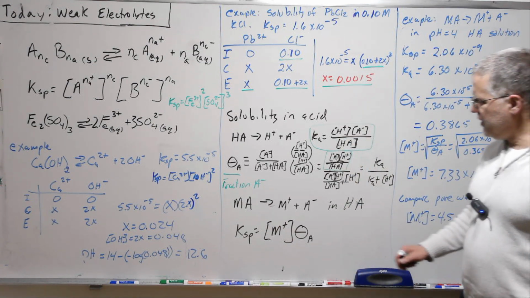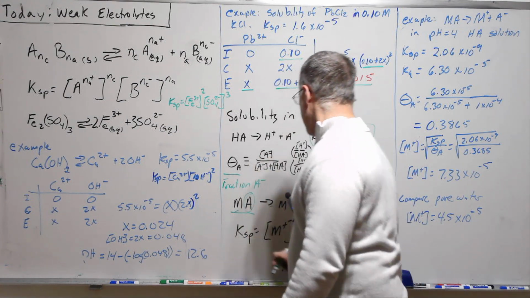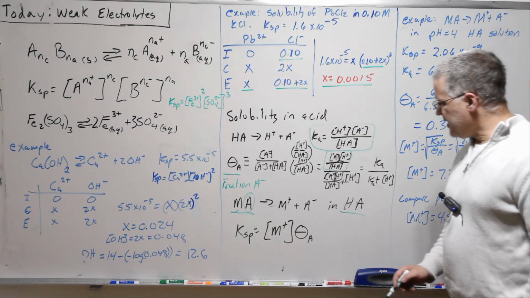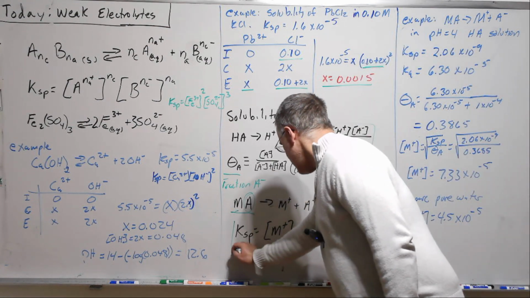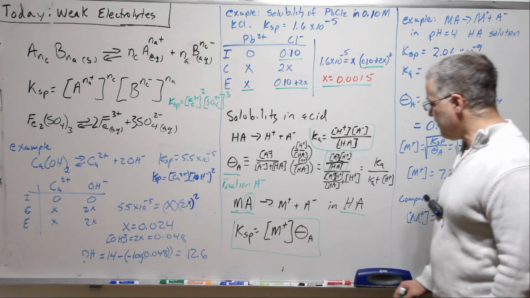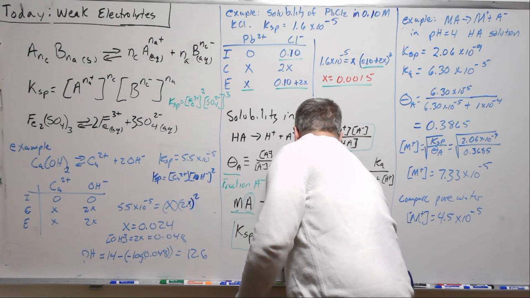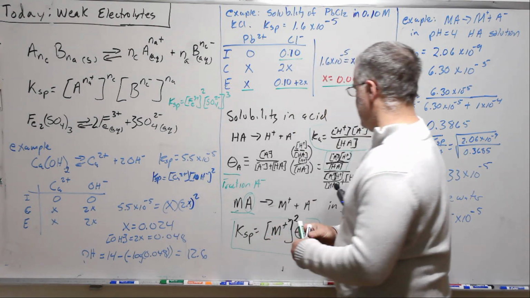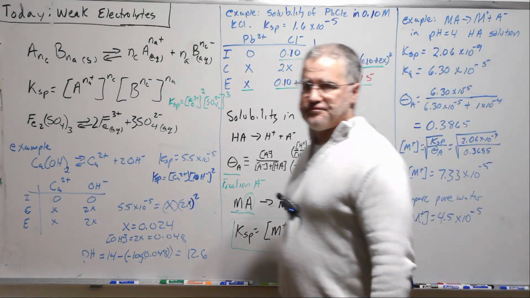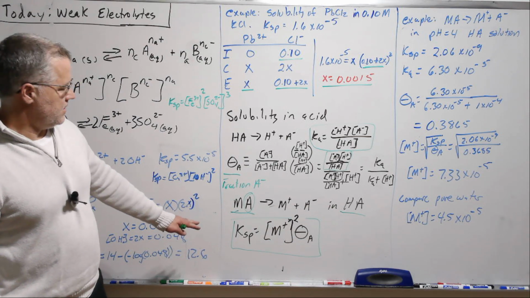And if we try to dissolve then a salt with the same anion in HA, then the Ksp for that, and we won't work this out, I'll just tell you this here. The Ksp for that is this. Lots of mistakes here. And so here's how we would calculate the Ksp.